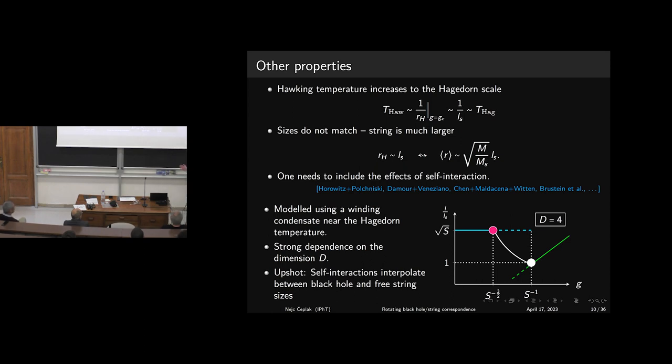It turns out that, at least in four dimensions, the interactions kick in. If you start from the string size, the interactions will kick in at an earlier stage, making the string shrink. And it will shrink them exactly to the right size. So at the correspondence point, they will be of the same order as the black hole, the horizon size. The upshot is that once you include self-interactions, your size will interpolate between the size of a free string and the size of a black hole at the correspondence point. And then afterwards, your size will increase just as the black hole's does.